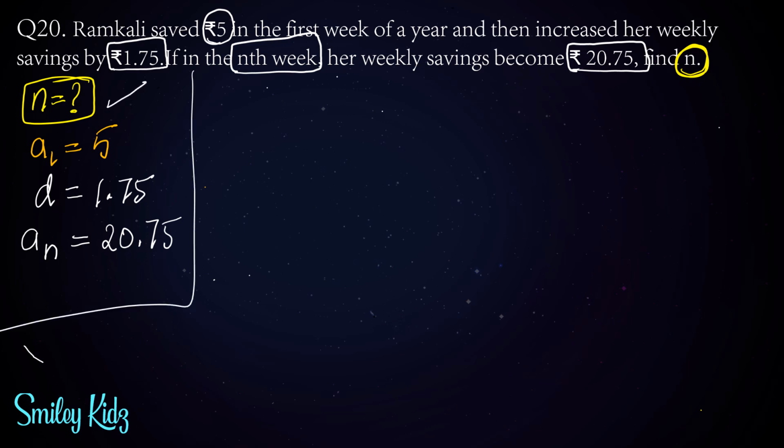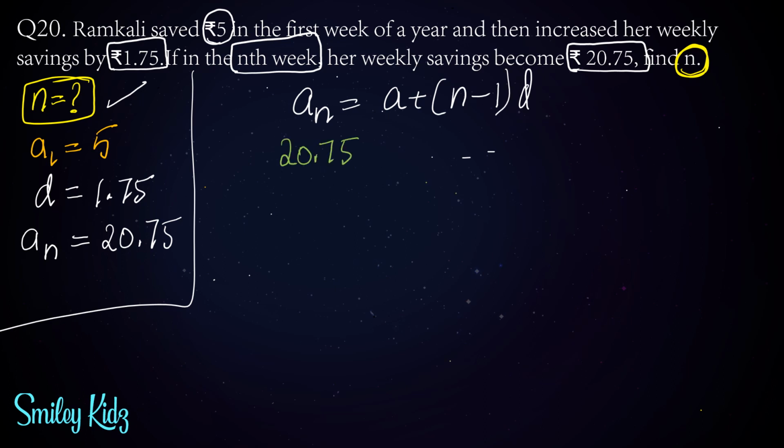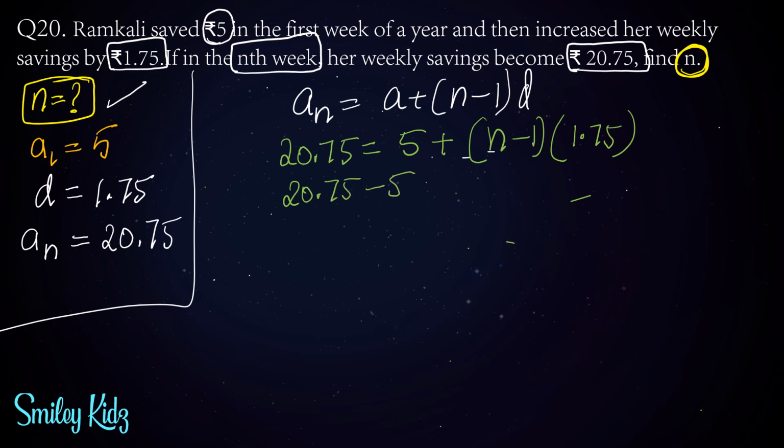Now, simply substitute them in our values. That is AN is equal to A plus N minus 1 into D. That is basically the formula. Right, more precisely. Not a value but a formula. Then, so AN is 20.75 is equal to 5 plus N minus 1 into 1.75. Now, 20.75 minus 5 is equal to N minus 1 into 1.75. Now, 20.75 minus 5 is 15.75, which is going to be equal to N minus 1 into 1.75.